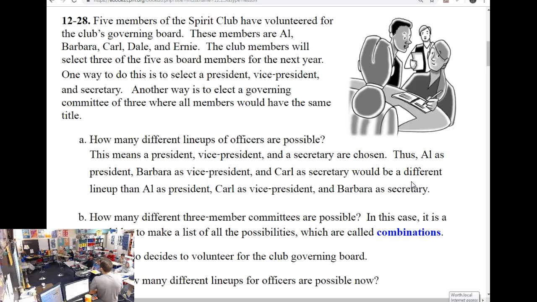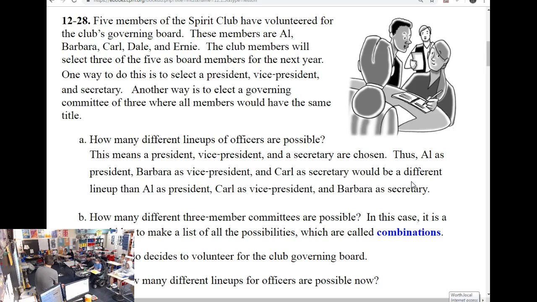So we have Al, Barbara, Carl, Dale, and Ernie. Look at how conveniently they signed up: A, B, C, D, E. They're all ghosts. So, are we good? We want to first answer if each of them is going to have an officer position, right? Like president, vice president, secretary, treasurer, whatever.